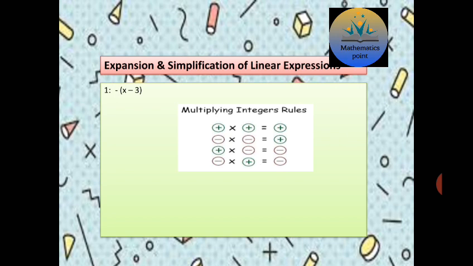Okay, whenever there is a minus sign outside the bracket, students keep one trick in mind. Whenever there is a minus sign outside the bracket, it will change the sign that is inside the bracket. Suppose all the terms inside the bracket have the minus sign, so that will become plus, and when they are plus, that will become minus. So as you can see in the screen, we have a minus sign outside the bracket, so it will change the inner term sign. X will become negative and 3 will become positive.